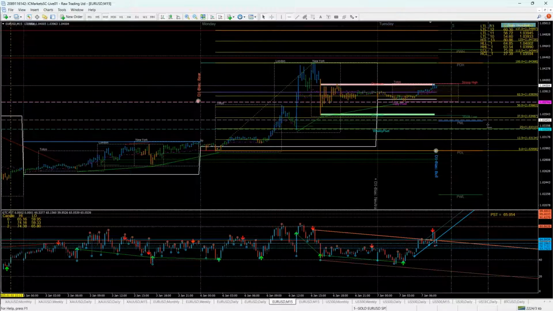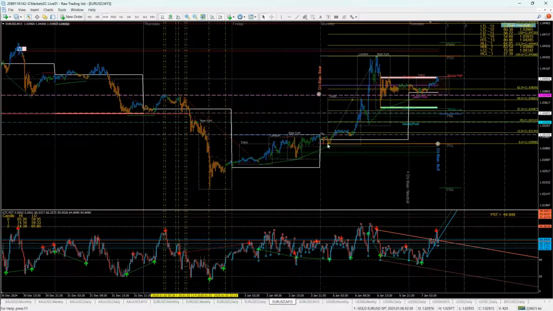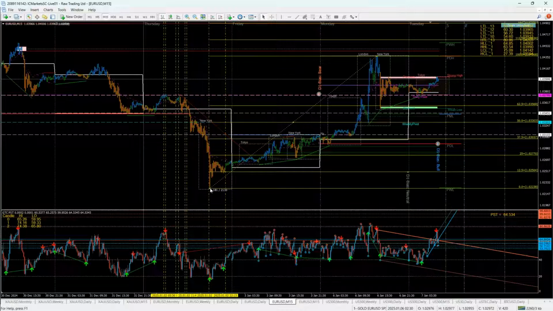because that's what it should do. 1.0310. And that's your gap zone. So if we dip down into here, then we can also pull up, and that's our 12.5%. If you want to take the full range from the beginning of the move on Thursday, you can see that's your 37.5.